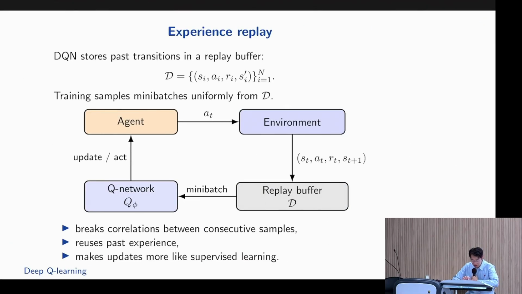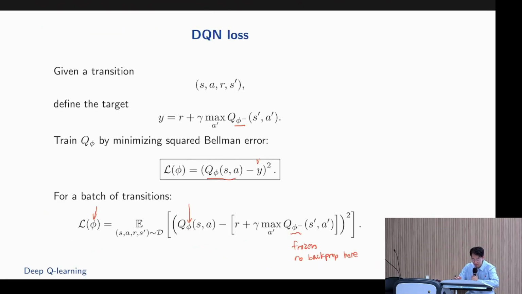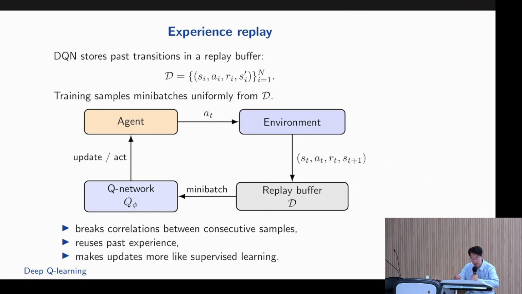All right, so another thing besides this frozen target is experience replay. In DQN, they store past transitions in a replay buffer. For training, you sample mini batches uniformly from the replay buffer.